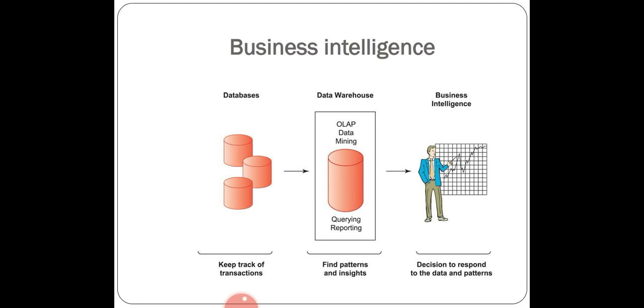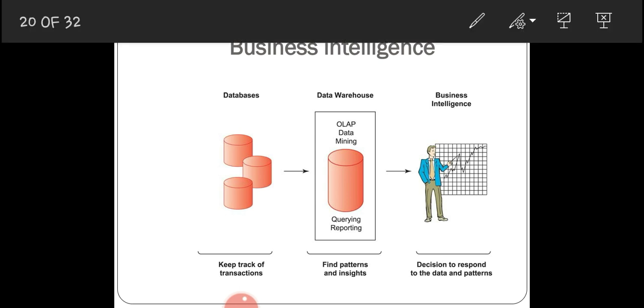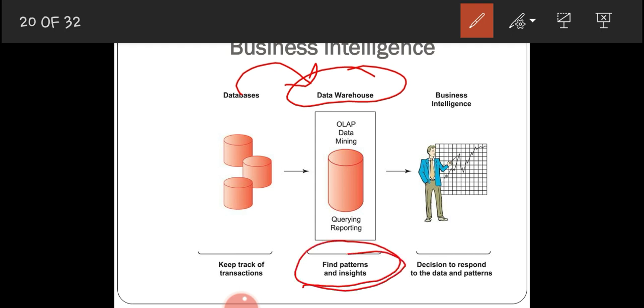These databases keep track of the transactions. And after we have captured data into these normal databases, the data are taken into a more advanced type of database that can store current and historical data. Such an advanced database is what we call a data warehouse. So data from normal databases are then taken into data warehouses where we can find the patterns and insights of data through several techniques like OLAP.